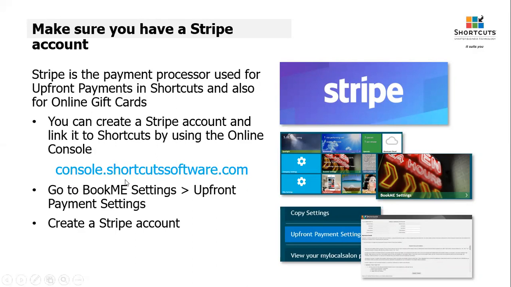Now, to link your Stripe account or to create a Stripe account, you would need to go to your Book Me settings, which is the one just in the middle, with the neon signs. And you need to click onto the upfront payment settings, and that is on the right-hand side. And this is what it looks like just here, upfront payment settings.